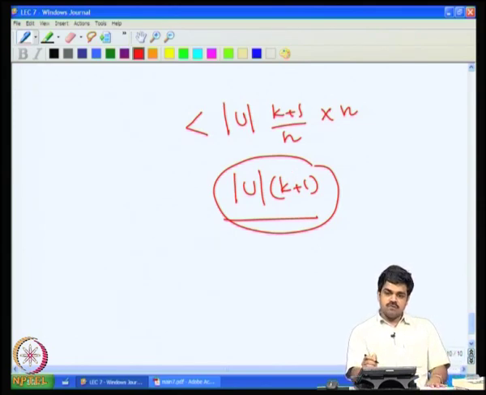So what do we infer? We do have a column where there are at least |U|(k+1)/n number of ticks, or in other words there is a vertex outside S such that it can dominate at least |U|(k+1)/n vertices from U. It can be inside U or not, does not matter. So we pick up that vertex and add to our set S.